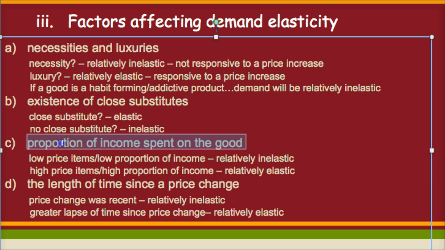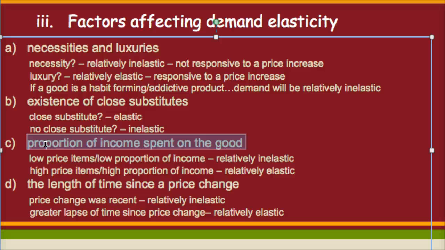Now, how big a chunk the product's price takes of your income also affects elasticity. If we're talking about low price items, let's say a pen, that doesn't take up a huge proportion of my income, then demand is going to be relatively inelastic. If the price of a pen went up from $3 to $3.50, it's not like everyone's going to buy fewer pens. It's not a huge portion of their income, and they're not buying it that frequently anyway.